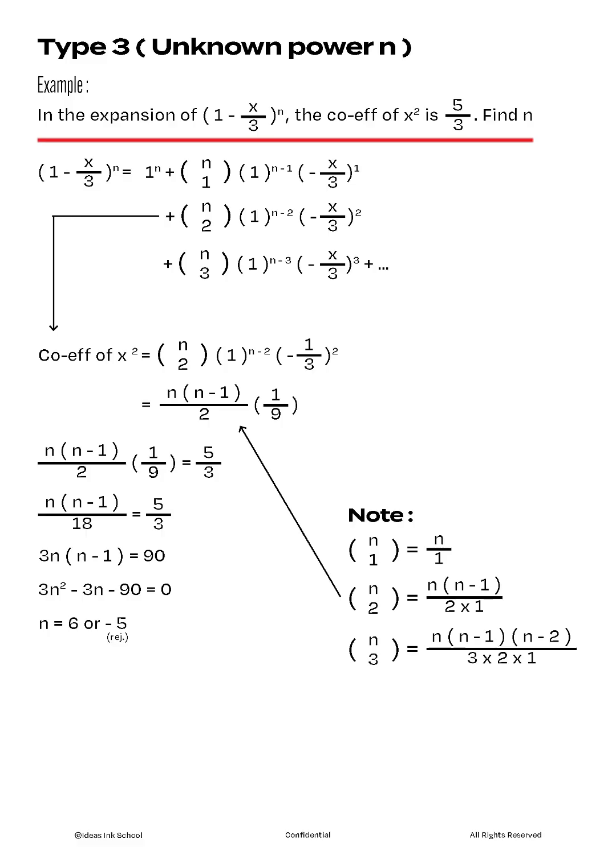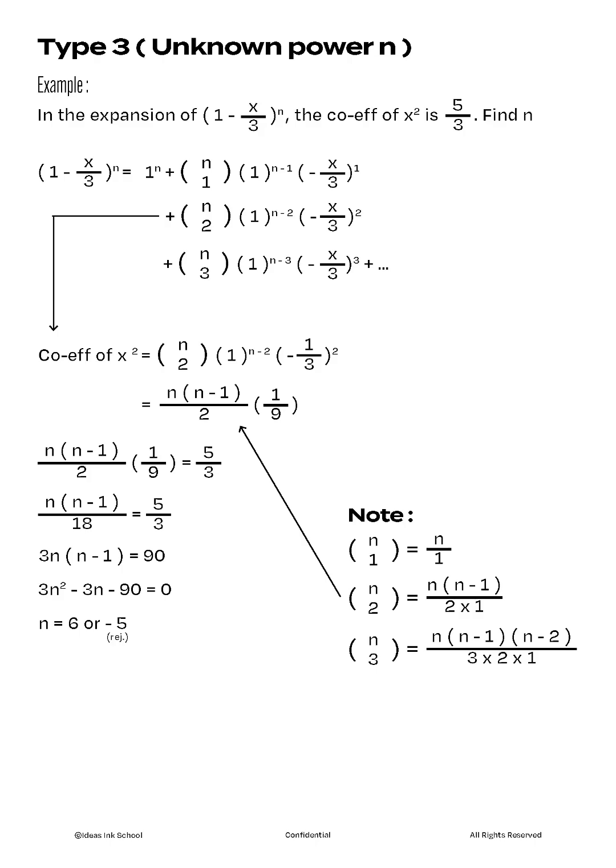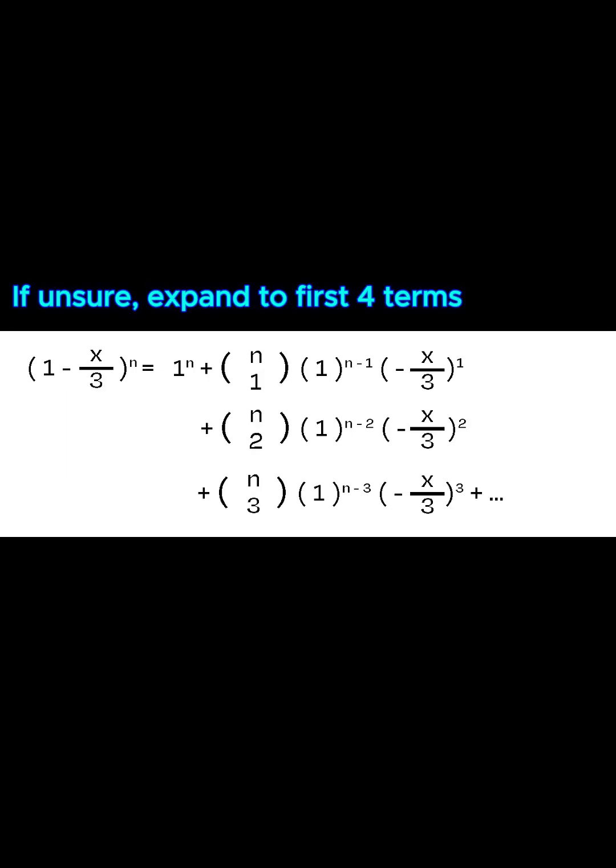So bear this in mind, people. In a type 3 question, the moment you spot the power of n, remember this, a type 3 question always begins like a type 1, which means that we need to expand out the terms first. More often than not, the teacher will not tell you how many terms to expand to. So by default, I will just expand to the first 4 terms just to be safe. So we're going to expand this binomial expansion to the first 4 terms.